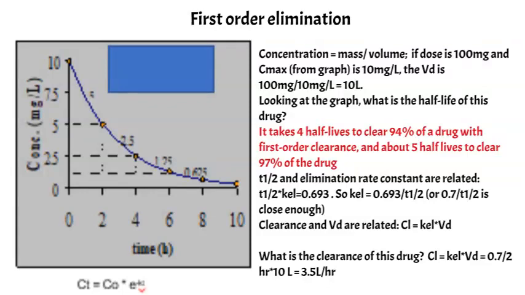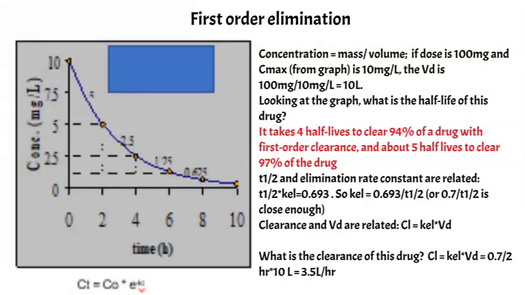Clearance in milliliters per hour, KEL in reciprocal time, hours to the minus 1, and VD in volume, for example, milliliters. Our clearance is 0.7 divided by 2 hours times 10 liters equals 3.5 liters per hour. In order to maintain a drug concentration above the minimum effective concentration, we'll need to replace what's lost from the body through clearance. For your information, I've posted the equation for this line.